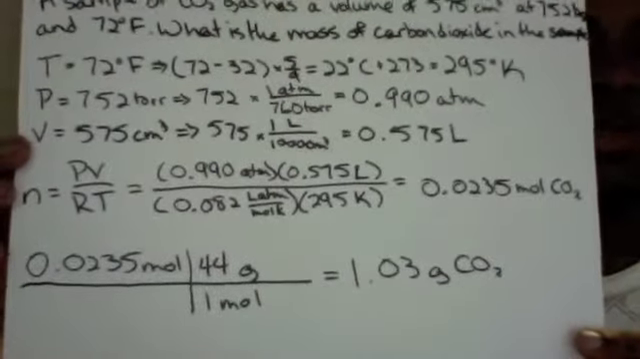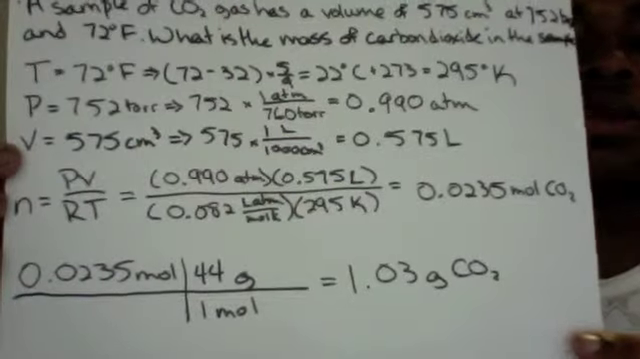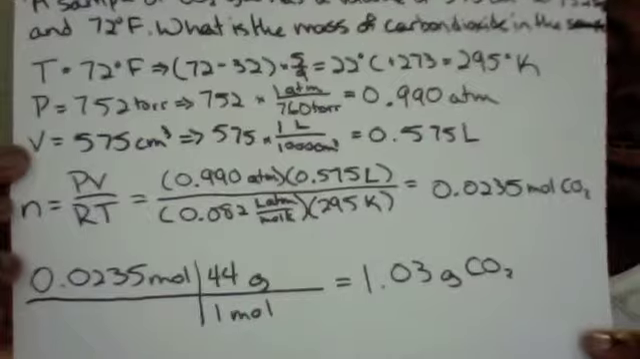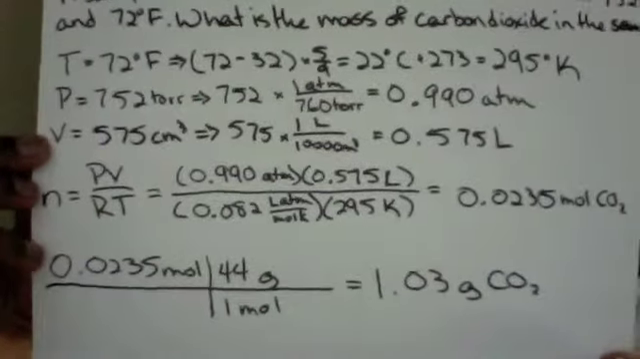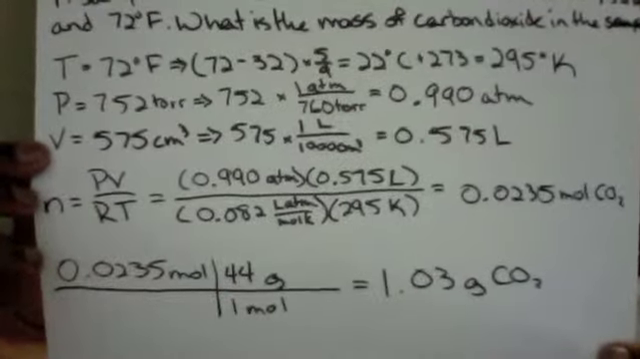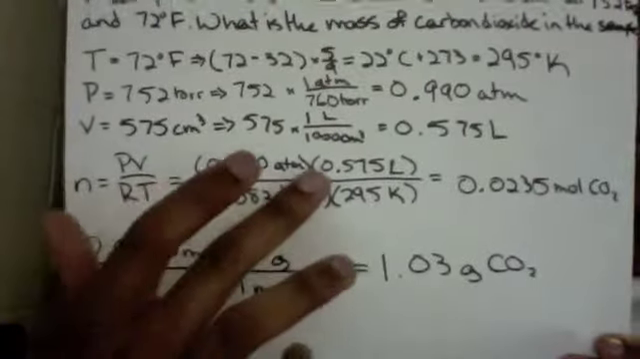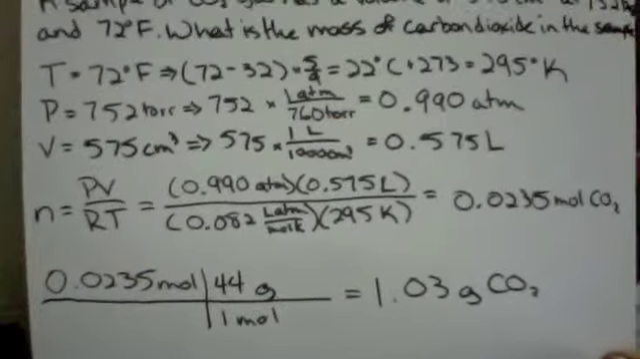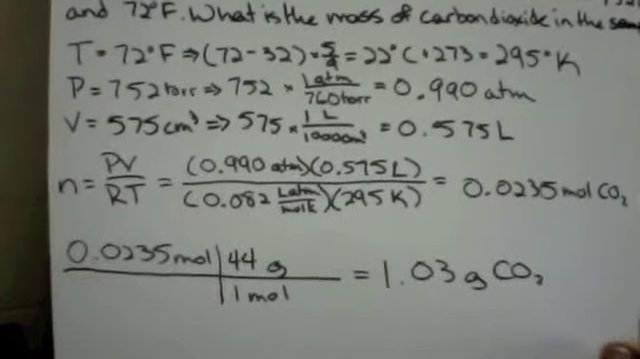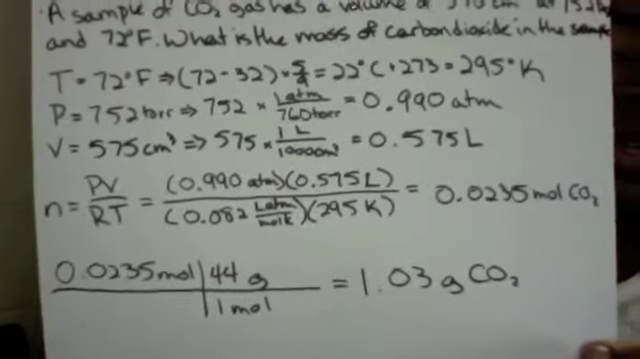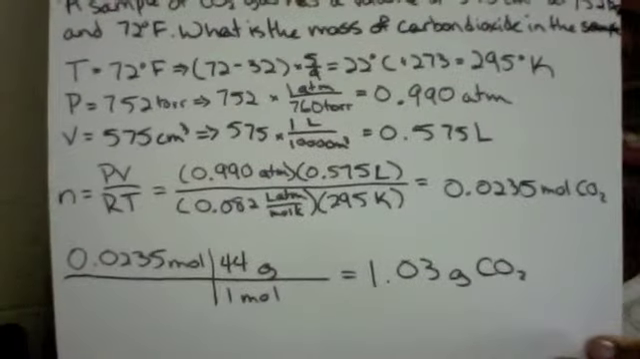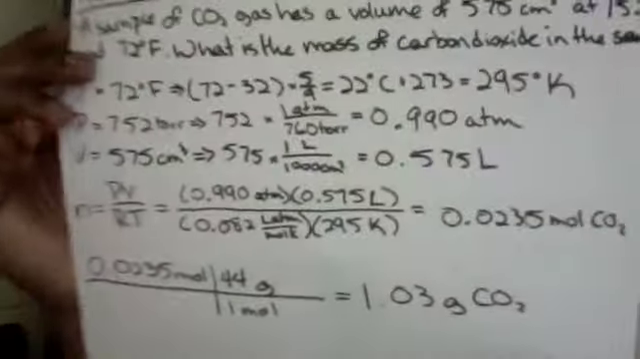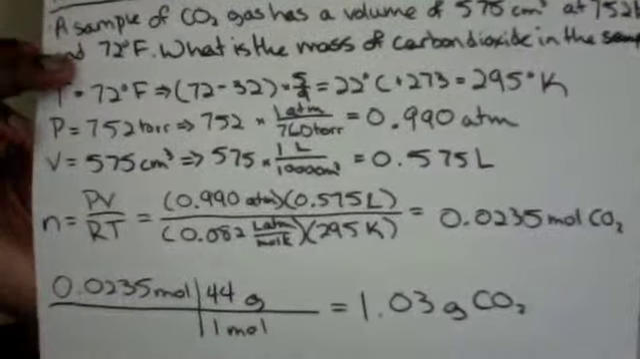To get the number of moles, we're going to take PV equals nRT and rearrange it to n equals PV over RT. Using the values we just calculated, as well as the ideal gas constant for those units, we set this up: 0.990 times 0.575 divided by 0.082 times 295. That cancels everything out, and we're left with 0.0235 moles of carbon dioxide.